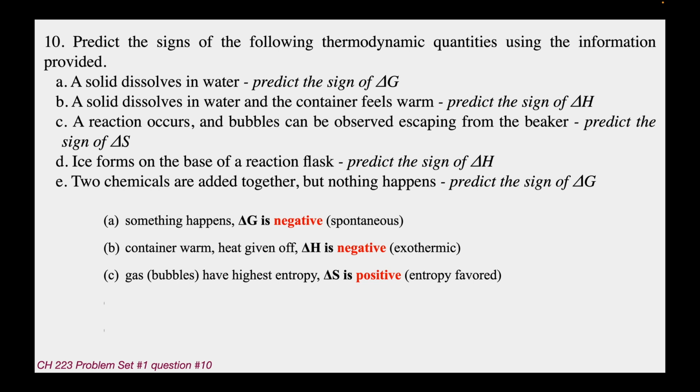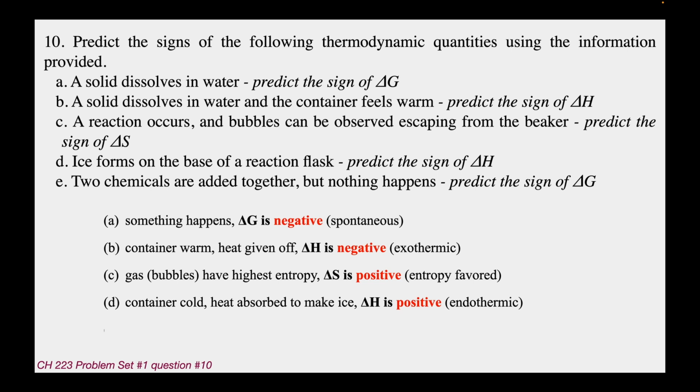If you see the gas being used up or something like that, that probably means entropy isn't going to be increasing. But if you see bubbles, that means entropy is increasing. Delta S will be a positive number. D, ice forms on the base of a flask, sign of delta H. Well, if ice forms, it's pulling energy from the outside in to make the reaction happen. So the container feels cold, it's even making ice. Delta H in this problem is going to be a positive number. It's endothermic. It's pulling the energy in to make whatever happens. So that means that this delta H sign will be positive.